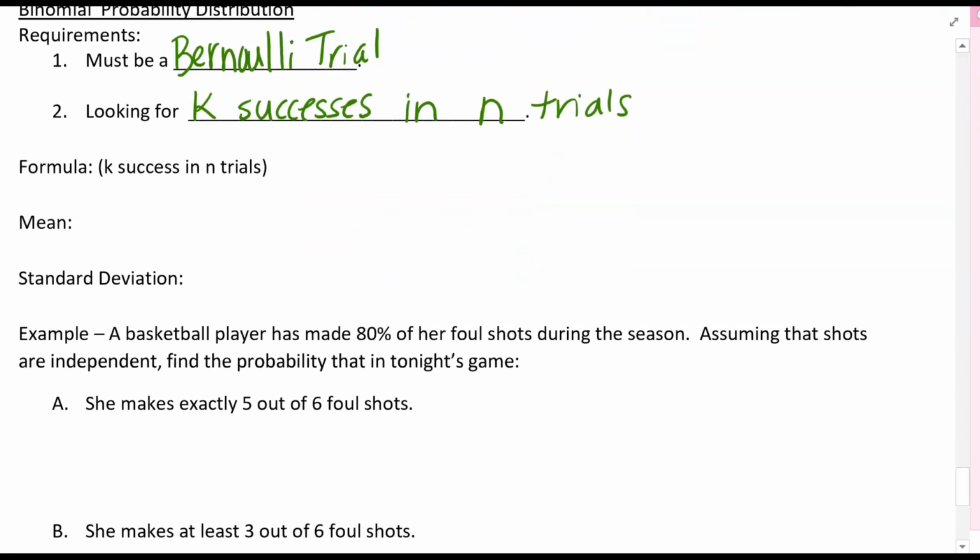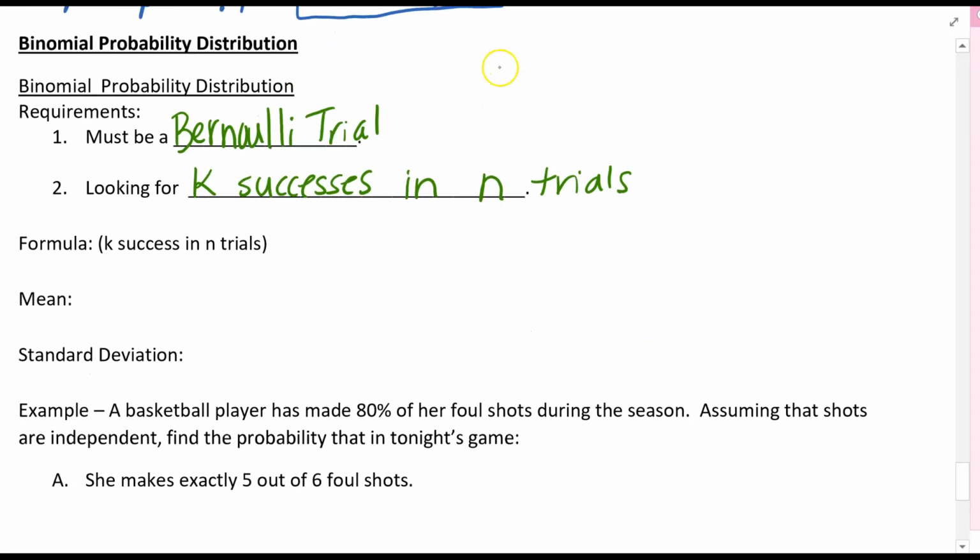So the key words that tell you it's binomial, you're usually going to see the words like out of. For a geometric it's the first success. But for the binomial, you'll see the words out of. So like 3 out of 6, 5 out of 10.